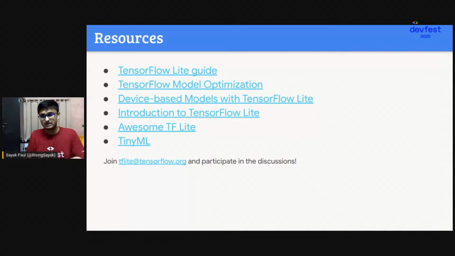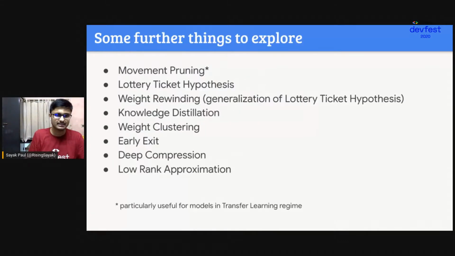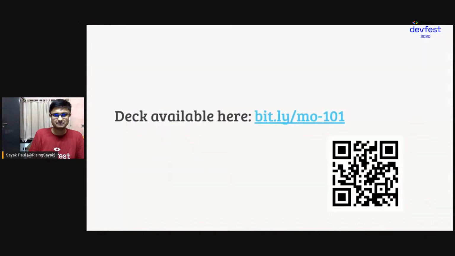And here are some resources that you could use if you are really interested in order to study the field of model optimization further. And if you have any questions around TensorFlow Lite, just shoot an email to tflite@tensorflow.org. And here are some further things for you to explore in case you are interested. And definitely check out knowledge distillation, because it deals with the dark knowledge inside neural networks.